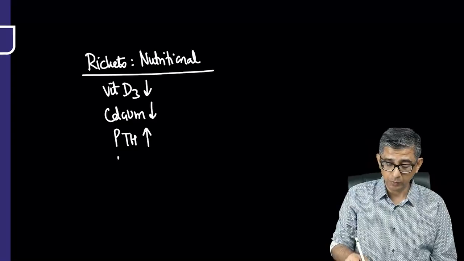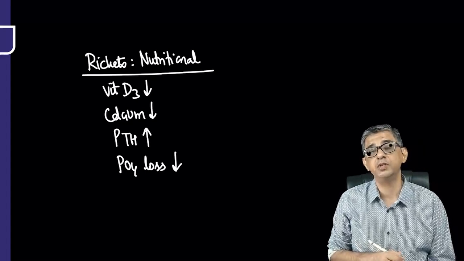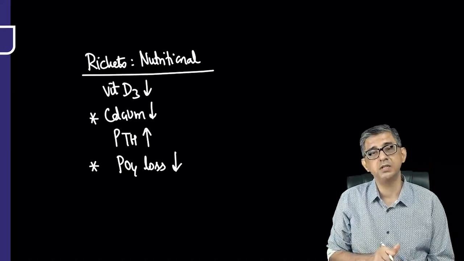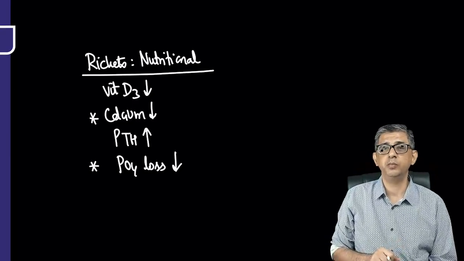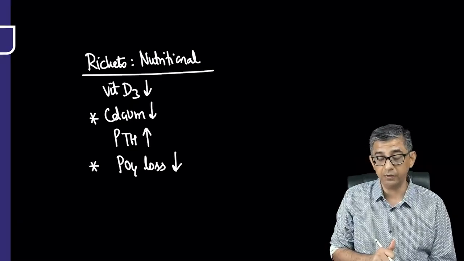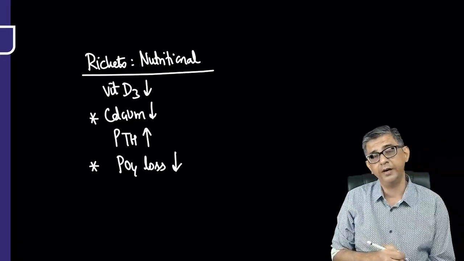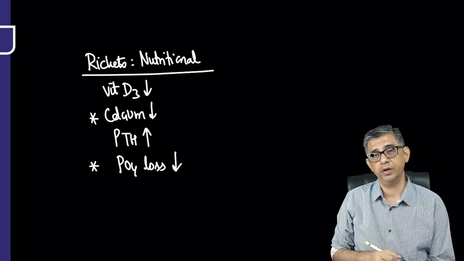What does PTH do? PTH causes phosphate loss, and therefore you will notice that for the first time in this discussion, I have told you that calcium and phosphate are going in same direction. You see, in all the conditions that I was discussing from the general medicine perspective, calcium and phosphate were having an inverse relation. But from the pediatric domain, the moment I introduced nutritional rickets, I told you calcium and phosphate was going in the same direction.